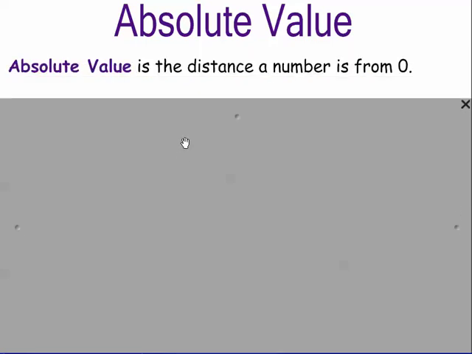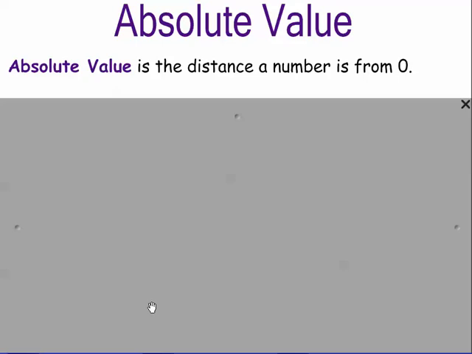All right, guys, we are on day 4 or section 4. Today we're going to talk about absolute value. Absolute value is the distance from zero. So you have your notes page, so I want you to go ahead and write that down. Absolute value is the distance from zero.